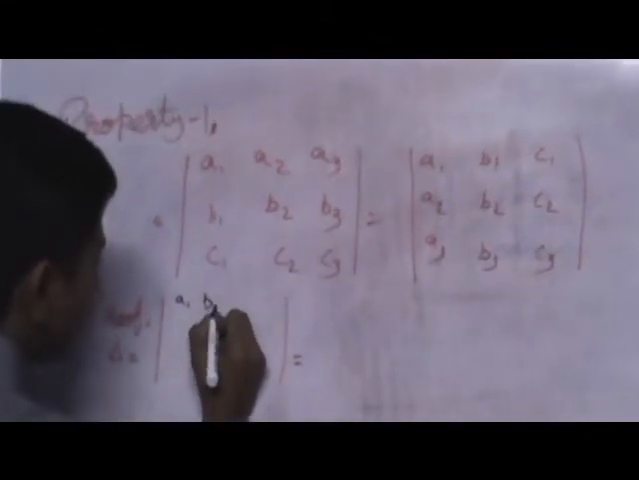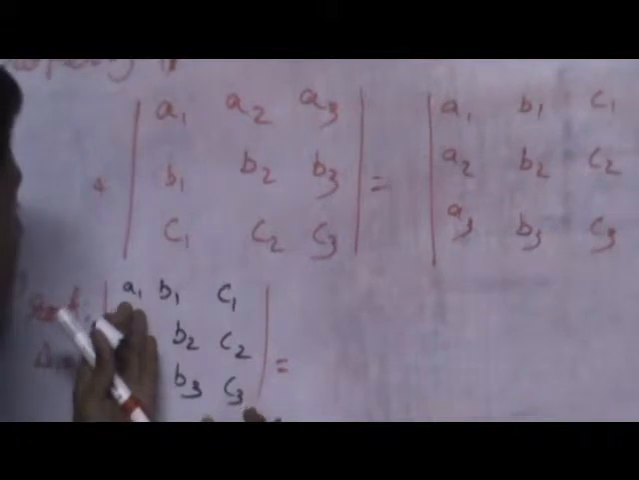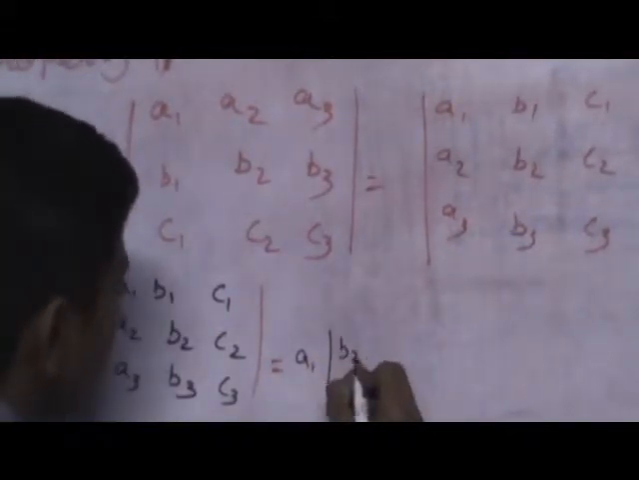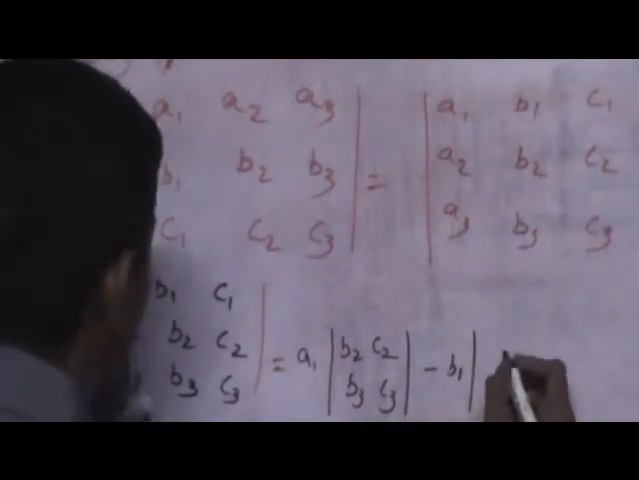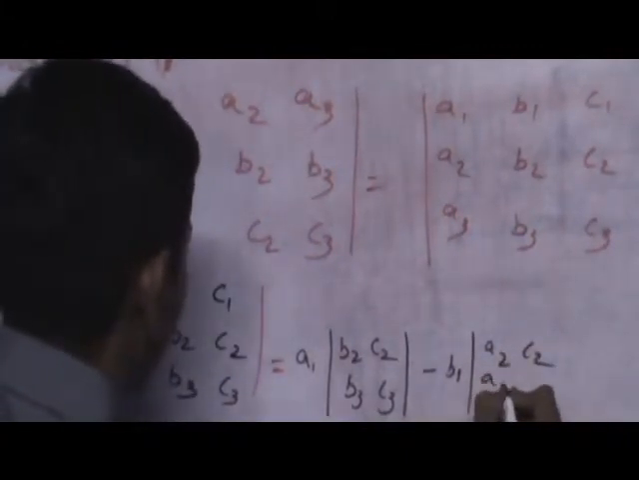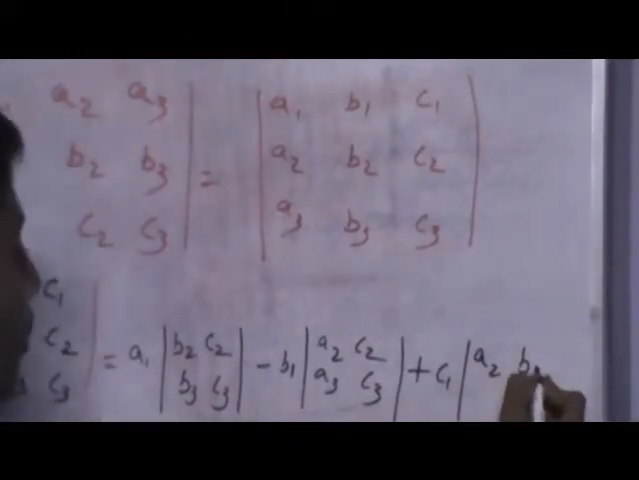This is the value of the LHS. We are going to expand the RHS. What is the RHS? A1, B1, C1, A2, B2, C2, A3, B3, C3. We take it as delta 1. We are going to expand this determinant along the first row: A1 into the determinant of B2, C2, B3, C3, minus B1 of the determinant A2, C2, A3, C3, plus C1 of the determinant A2, B2, A3, B3.